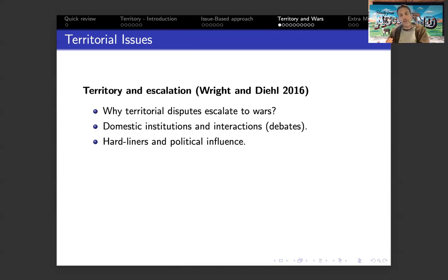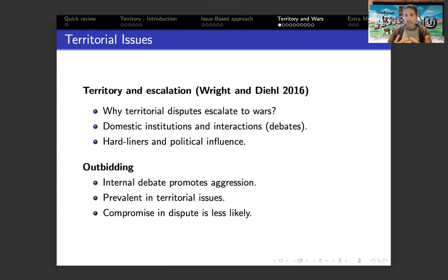Now, in order to understand that, we can think about what Wright and Deal suggest to explain that dynamic, using what they call the outbidding argument. The idea behind outbidding is that there are internal debates between domestic actors in both rival states when it comes to territorial issues. Those internal debates arise when different actors provide different perspectives. And some actors will outbid others in their arguments by promoting a tougher approach. We should not compromise over territory, right? We should not allow territorial disputes to become something where we allow our rivals to get the better of us. Why? Because this is a high value issue.